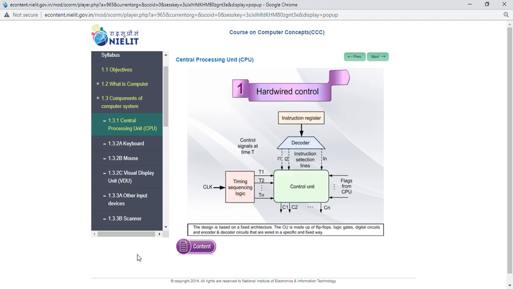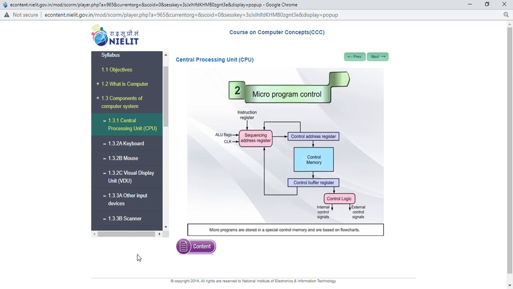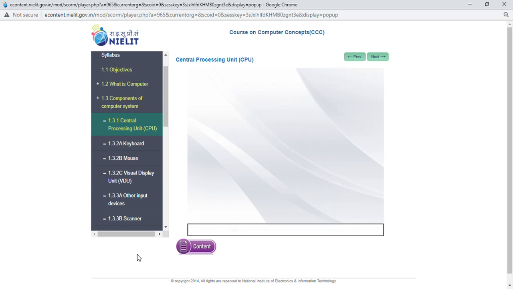Hardwired control. The design is based on a fixed architecture. The CU is made up of flip-flops, logic gates, digital circuits, and encoder and decoder circuits that are wired in a specific and fixed way. Microprogram control. Microprograms are stored in a special control memory and are based on flowcharts. They are replaceable and ideal because of their simplicity.